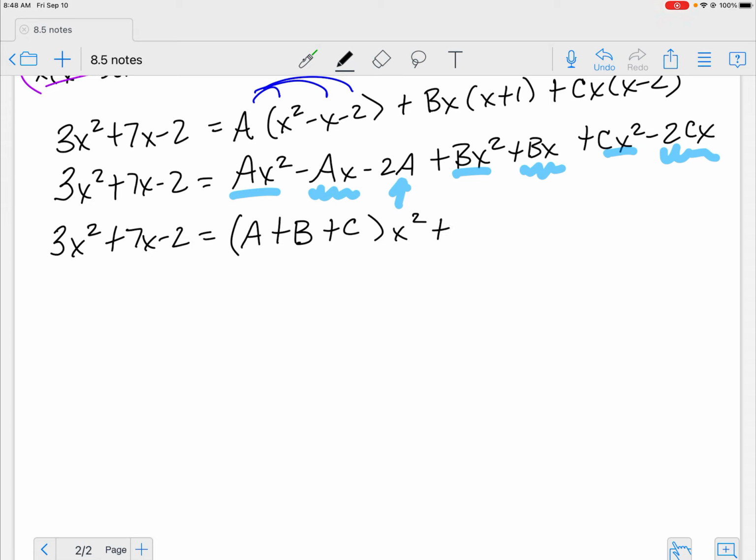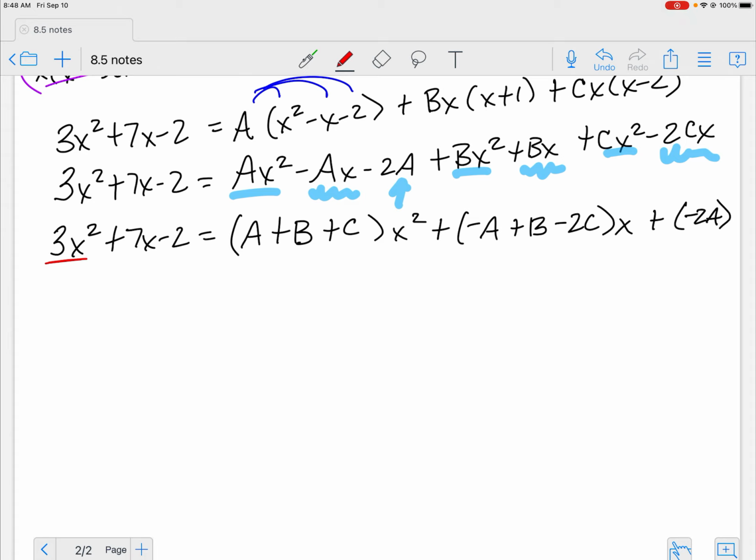Okay, plus, and then I look at the coefficient of just my x. So I've got negative A plus B, and there's my negative 2C. And then plus, and I'm just going to write this negative 2A, even though it's just by itself. I'm going to write that in parentheses because now is where we're looking at this other one.